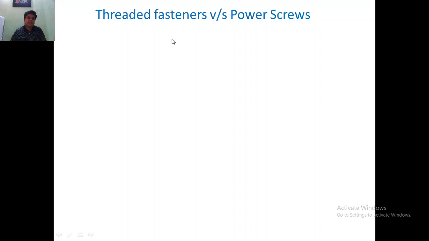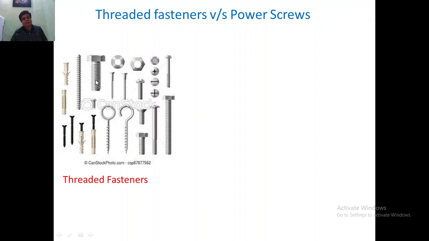For example, here you can see different fasteners. We simply call them screws, or nuts and bolts. We have nuts, bolts and different kinds of screws, and on these elements we can see the helical profile, which we call the threads. All these threads and fasteners you learnt in the previous sessions as per your syllabus. Now we will concentrate on power screws.